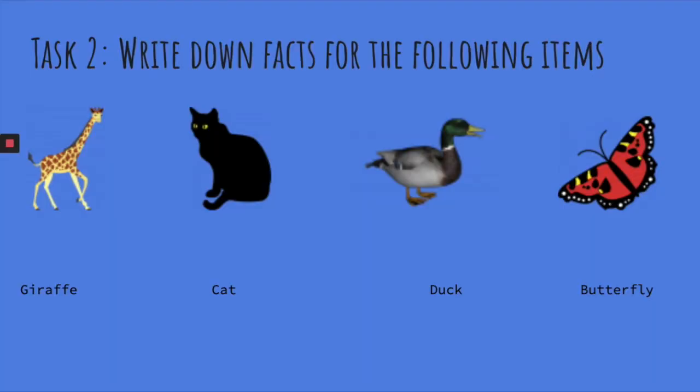Now, you can do the same again, but this time we've got 4 objects here, or 4 animals, I should say. We've got a giraffe, a cat, a duck, and a butterfly. So you now need to write down facts for each of these animals, okay? Again, you can do it straight onto these slides, or you can do it on a piece of paper, however you want.